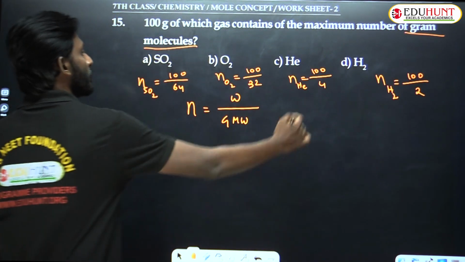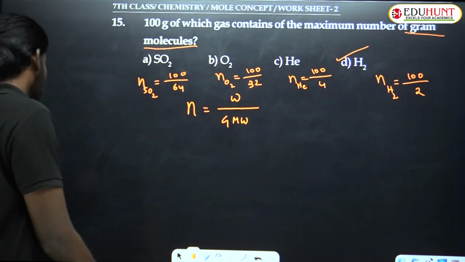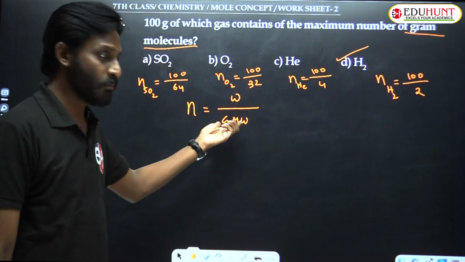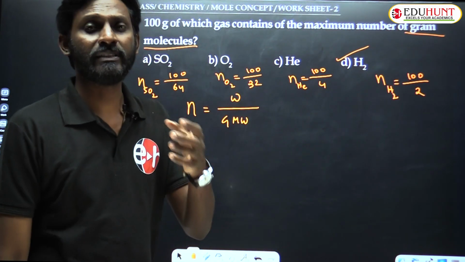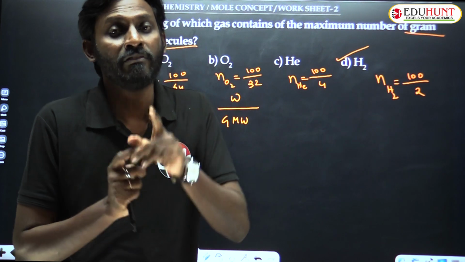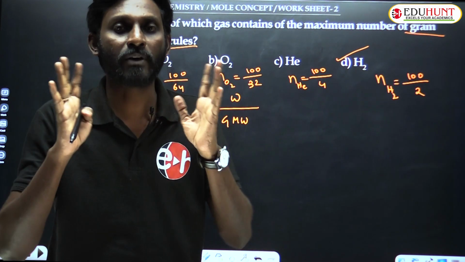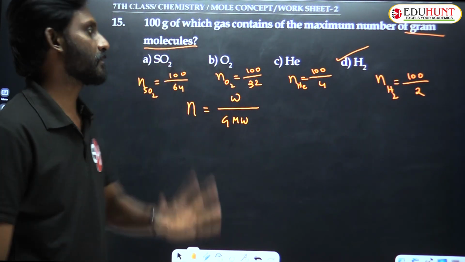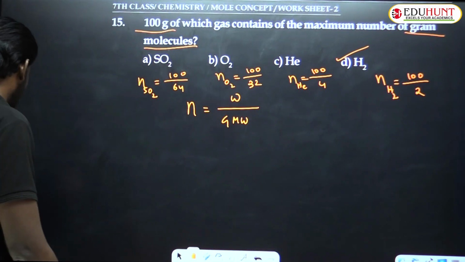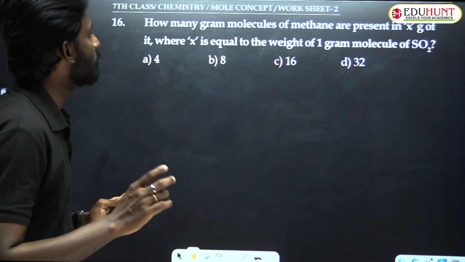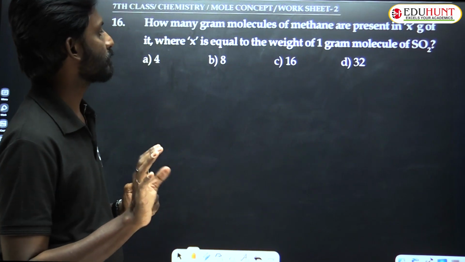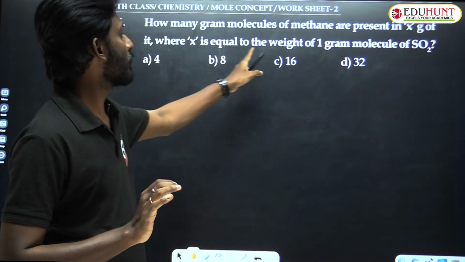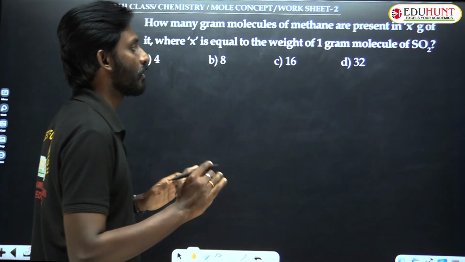Okay, so D is our answer, because molar mass is in the denominator. So the gas which has lower molar mass will have more number of moles in a given mass. Given mass is 100. How many gram molecules of methane are present in X gram, where X is equal to the weight of 1 gram molecule of SO2.